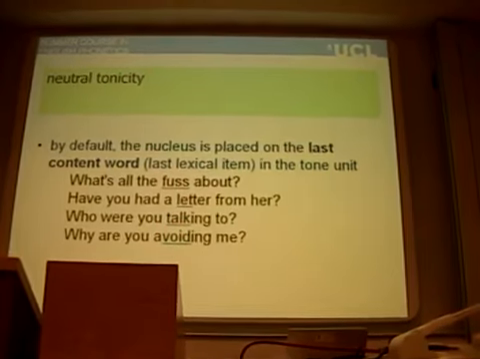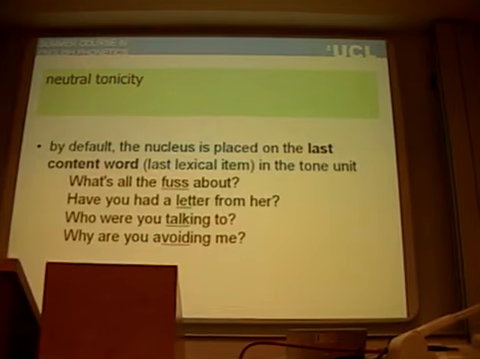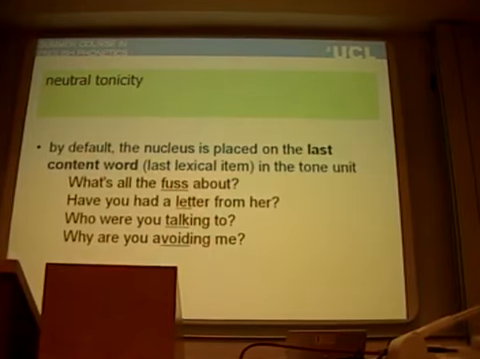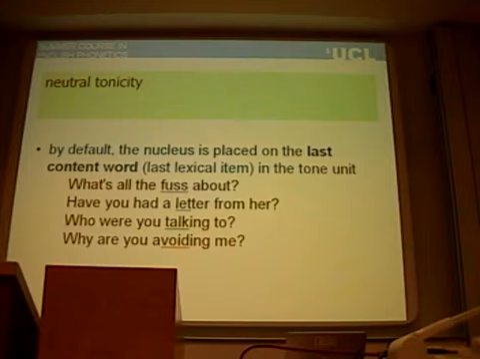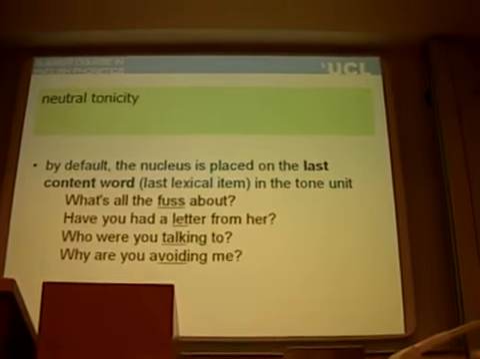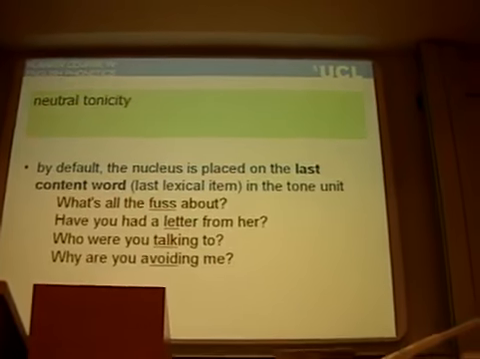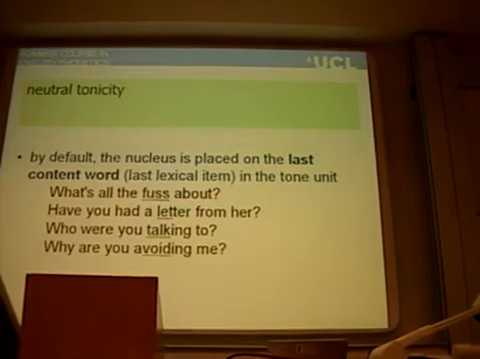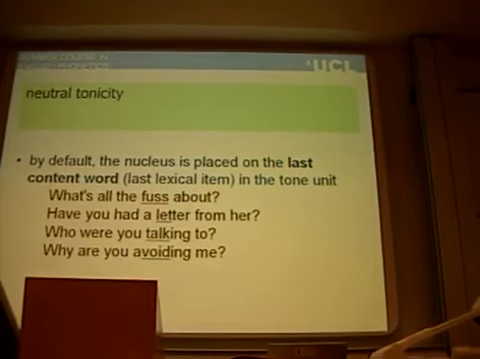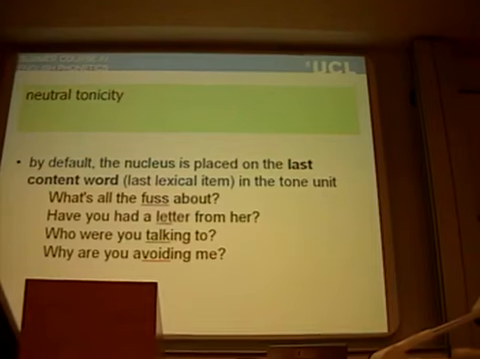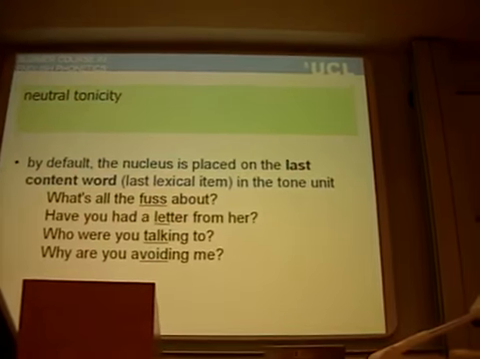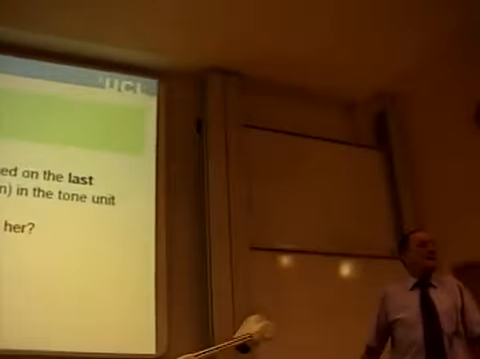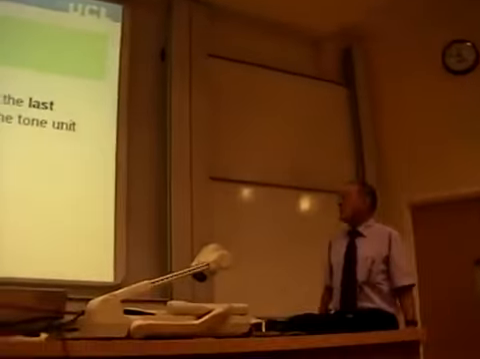Have you had a letter from her? We don't normally say, have you had a letter from her, unless we're making a contrast between "her" and somebody else. We don't say, have you had a letter from her, unless we're making a contrast between "from" and some other preposition, a letter to her. So the default, the norm is, have you had a letter from her? Who are you talking to? Not, who are you talking to. Difficult to envisage a circumstance in which you want to emphasize "to" as against some other preposition there. So, who are you talking to?